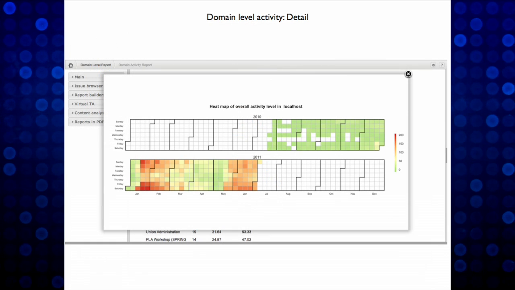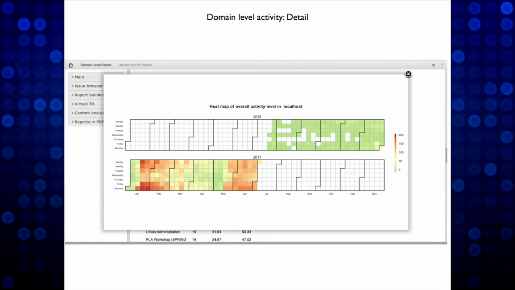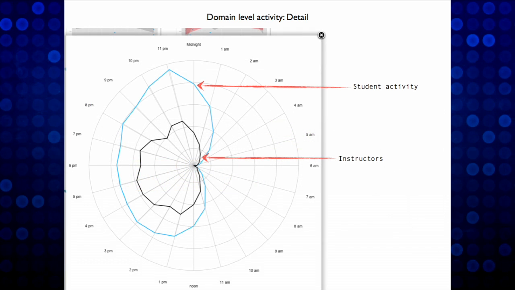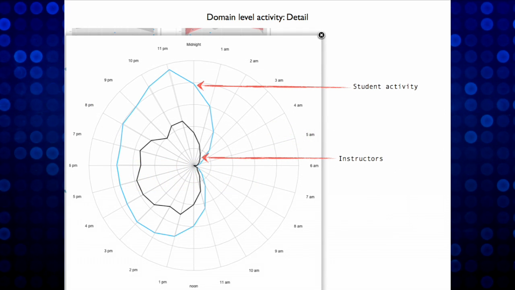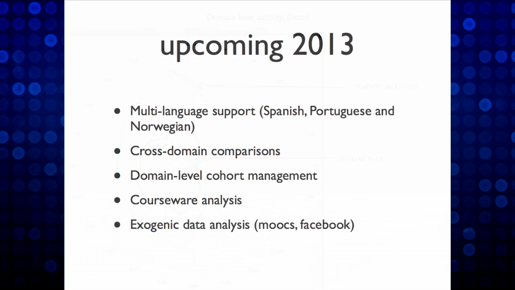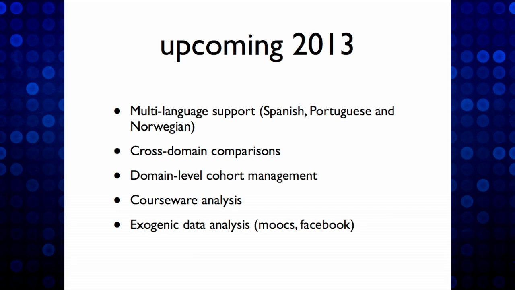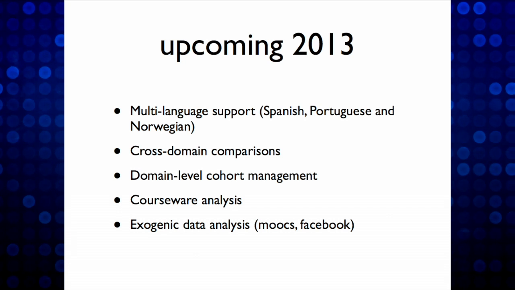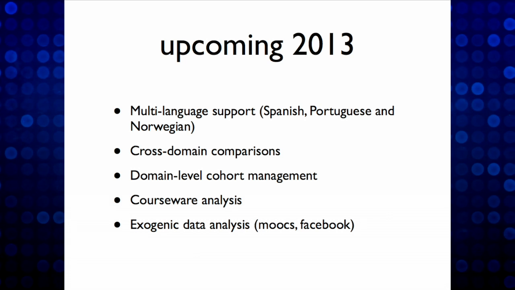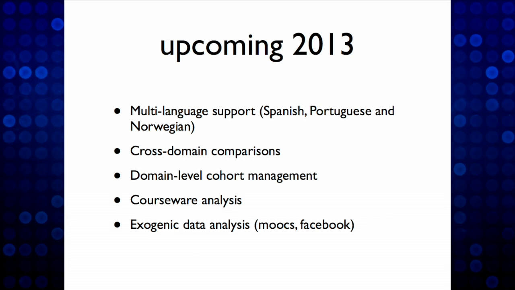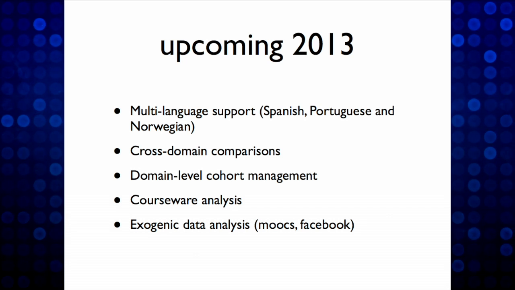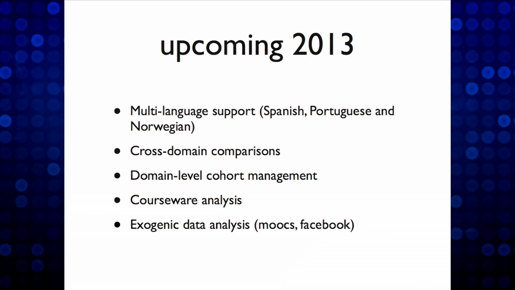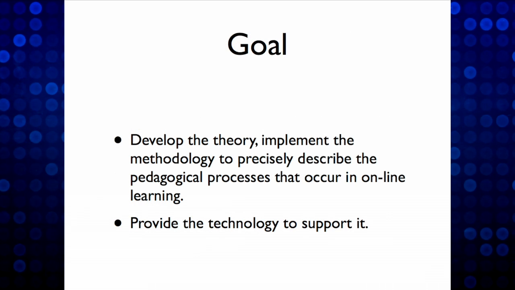So this is a heat map of activity. Here we see what time people work in the course. Upcoming for this year, and this is in progress, are the points that you see on the screen right now. The most important one for me is how to analyze exogenic data. That's the most challenging one. And this is my goal.